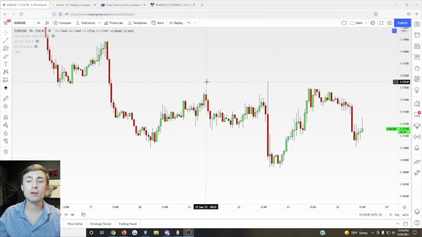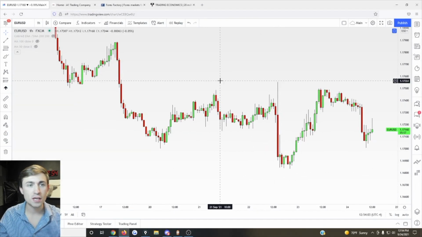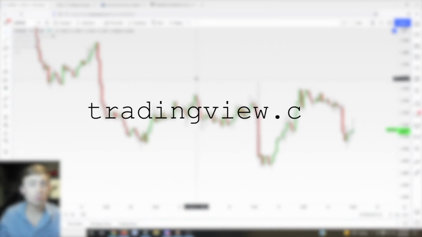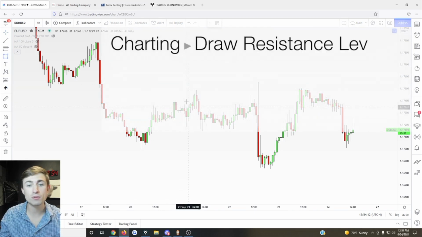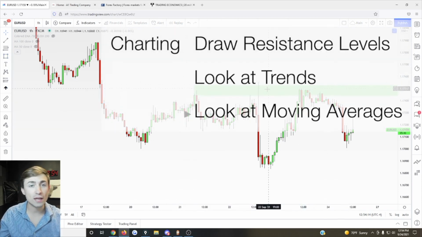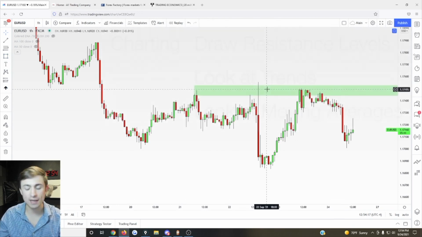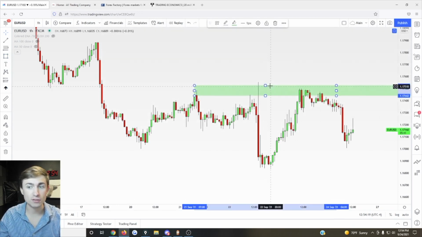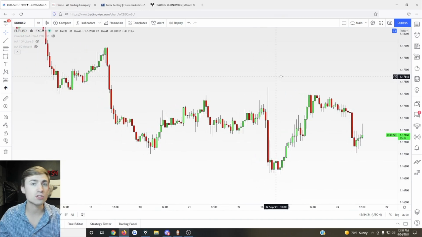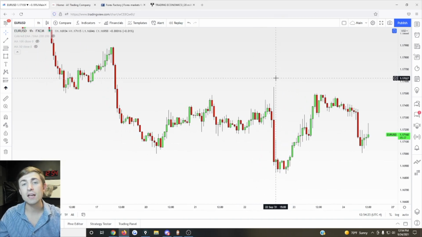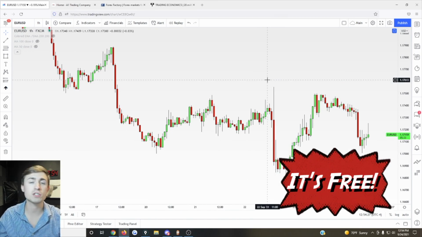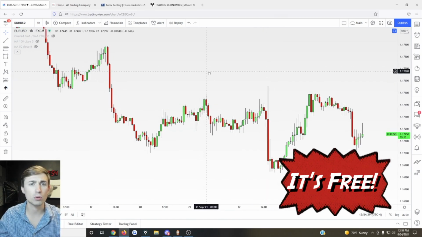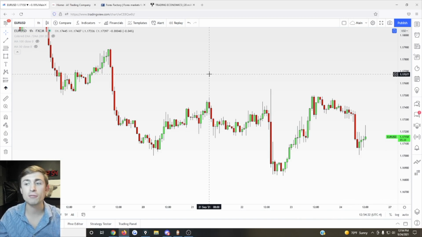So the first one that I want to show you is, of course, TradingView.com. Now, this is what I use to do my charting. What I mean by charting is things like drawing up support and resistance levels, looking at trends and moving averages, and things like that to try and get an idea of market direction and to make trading decisions based on technical analysis. TradingView.com is a free tool that you can use out there. By the way, most of the things that I'm going to be talking about today are completely free to use.